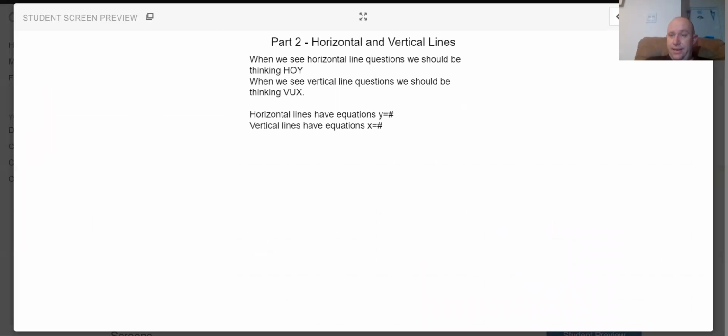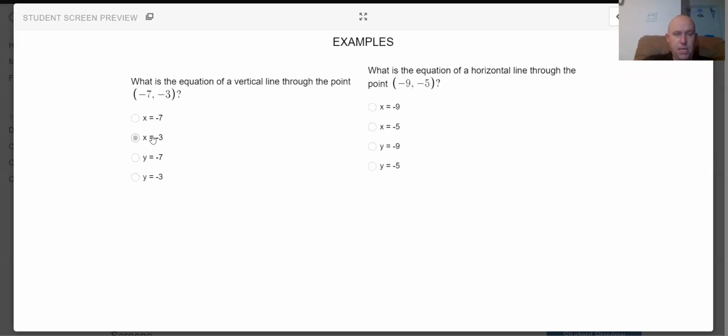Now, horizontal and vertical lines seem to come up really frequently in these last couple of units. And again, Hoy and Vux. So horizontal lines, we're thinking about Hoy, and therefore y equals a number because of the y at the end. Vertical lines, I'm thinking of Vux, so I'm thinking about the last letter, which is x, and therefore x equals a number. So vertical, I'm thinking VUX, so I know it's between these two, and then think about which coordinate is which. So this is x1 and y1, so the x coordinate's first. So as I'm doing Vux with the x, I want the x coordinate to be first, so I'm going to pick this one.